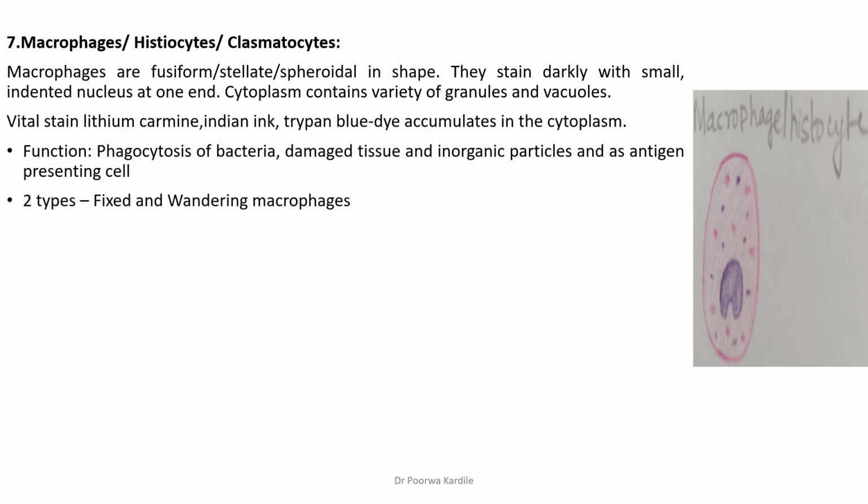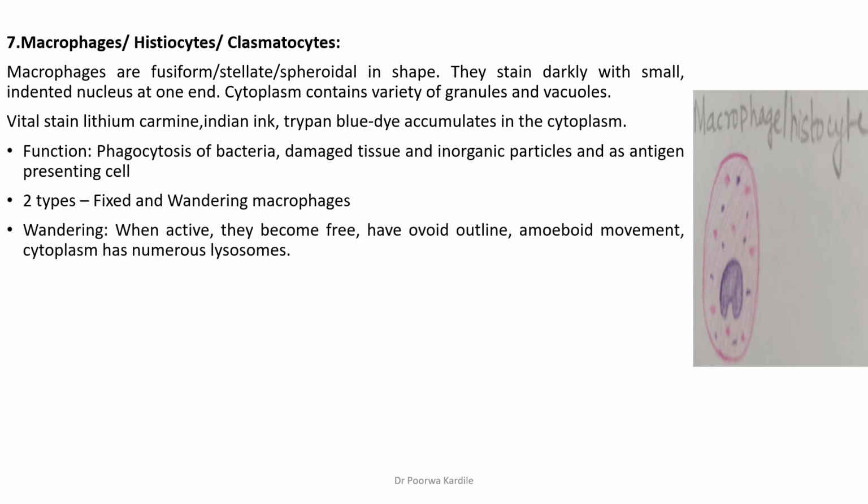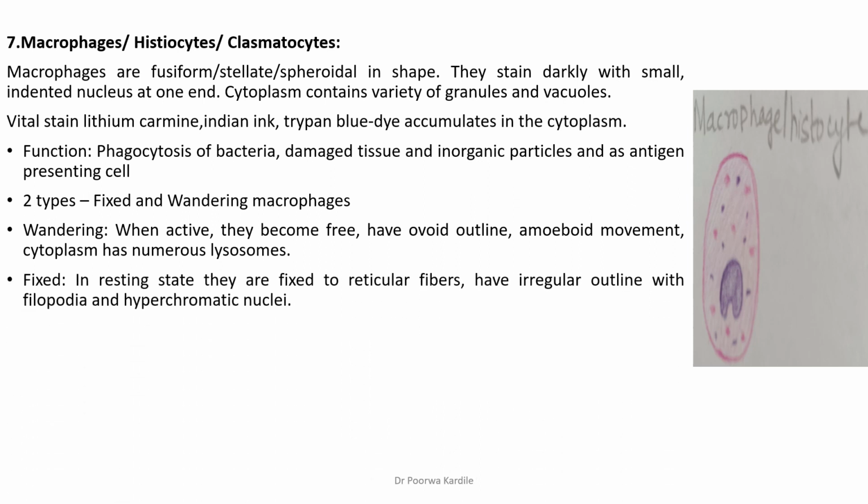Then there are two types of macrophages, fixed and wandering. Wandering cells are active, and when they are active they become free, they are ovoid, and they have amoeboid movement, and the cytoplasm has numerous lysosomes in them. Fixed macrophages are inactive, in the resting state, they are fixed, and they have an irregular outline, and they show filopodia and hyperchromatic nuclei. So these are the histological differences between fixed and wandering macrophages.